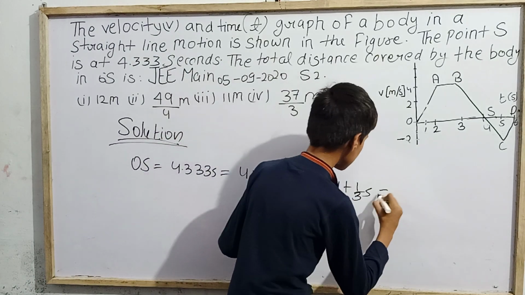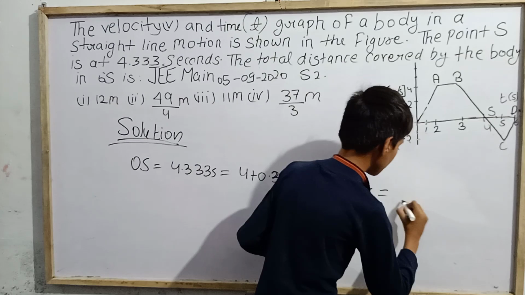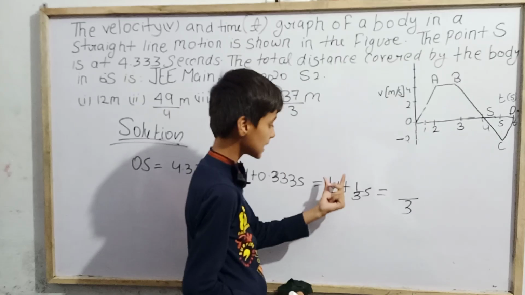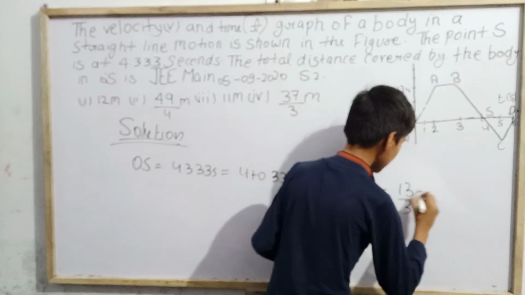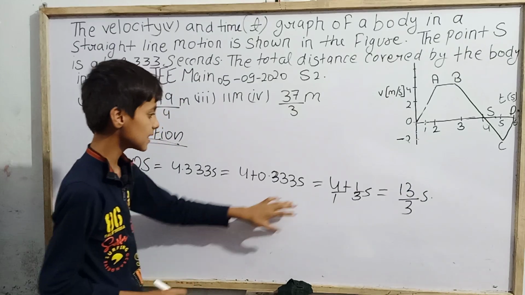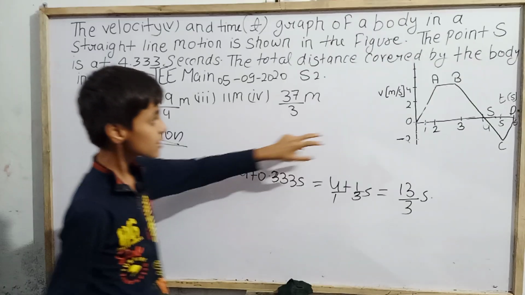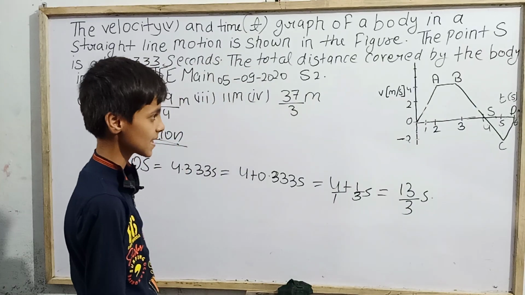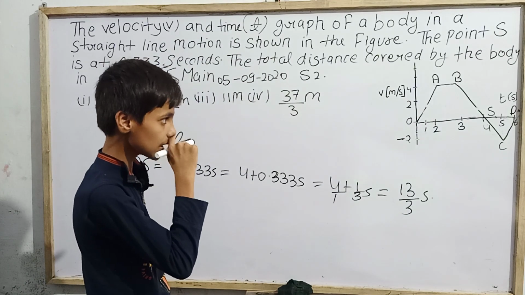Now taking the LCM, we get upon 3. 3 times 4 is 12, so 13 by 3 seconds. So we got OS equals 13 by 3 seconds; this length is 13 by 3 seconds.